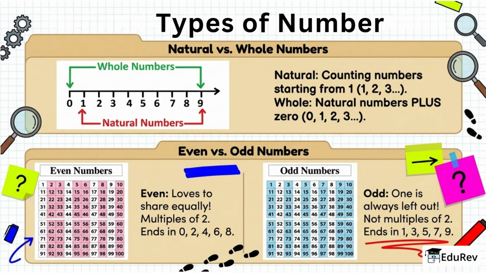Let's review the different types of numbers we use. Natural versus whole numbers. Natural numbers are our counting numbers starting from 1. Whole numbers are just the natural numbers plus 0. Even versus odd numbers. Even numbers love to share equally. They are multiples of 2 and always end in 0, 2, 4, 6, or 8. Odd numbers, on the other hand, always have 1 left out. They are not multiples of 2 and they end in 1, 3, 5, 7, or 9.